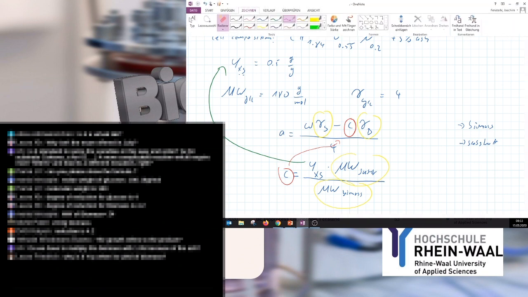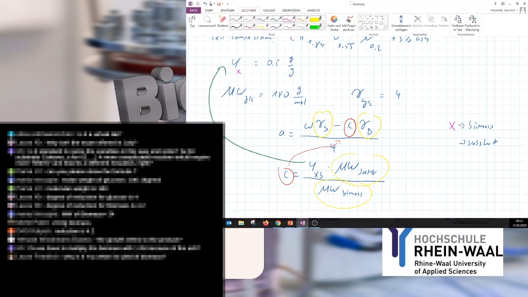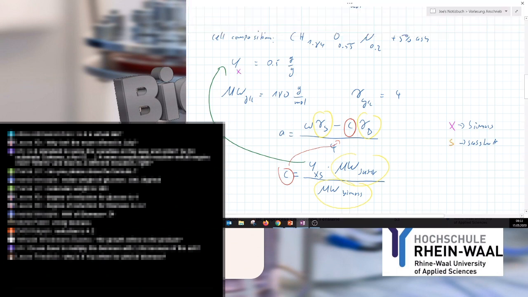So let's assume this is X. Now we have here X and our substrate. Let's take this color for S. So it's biomass per substrate. This is how you nominate these yield coefficients. We will talk about yield coefficients later on. Okay, so come on and calculate.